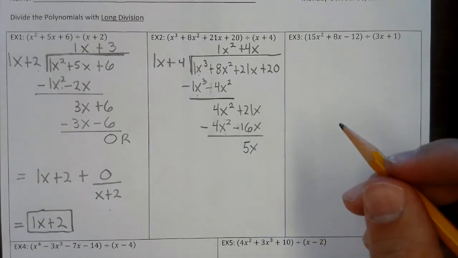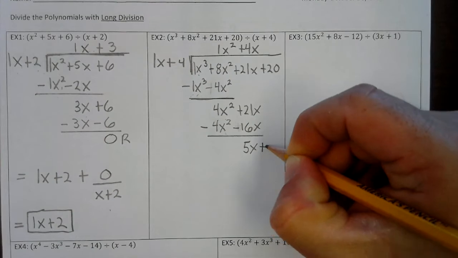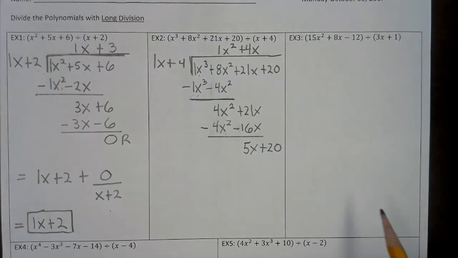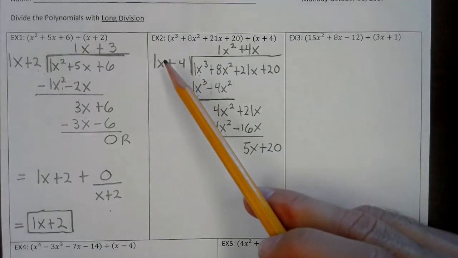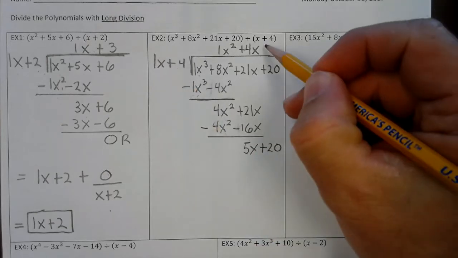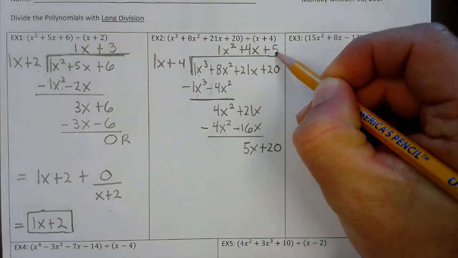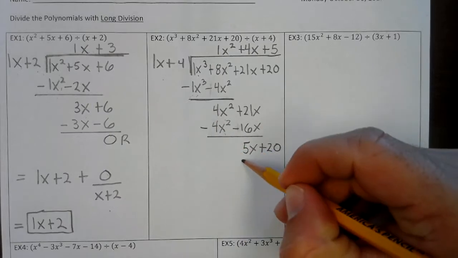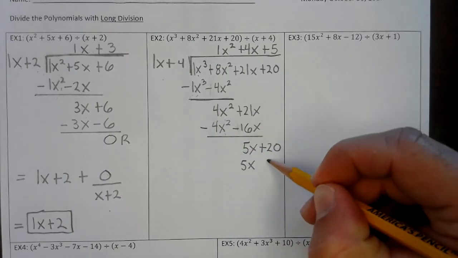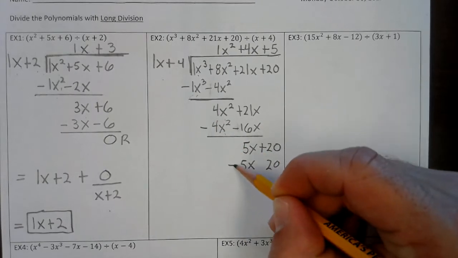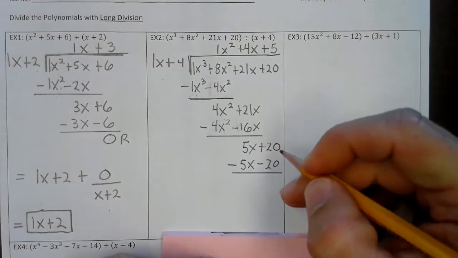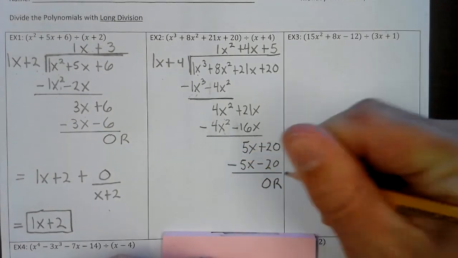Now we're into step 4, bring down. So bring down the plus 20. Okay, and then we repeat the steps. How many times does 1x go into 5x? Well, that's plus 5. Now we say 5 times 1x plus 4 is 5x plus 20. And I don't put the plus 20 because I know I'm going to subtract. You have a remainder of 0.